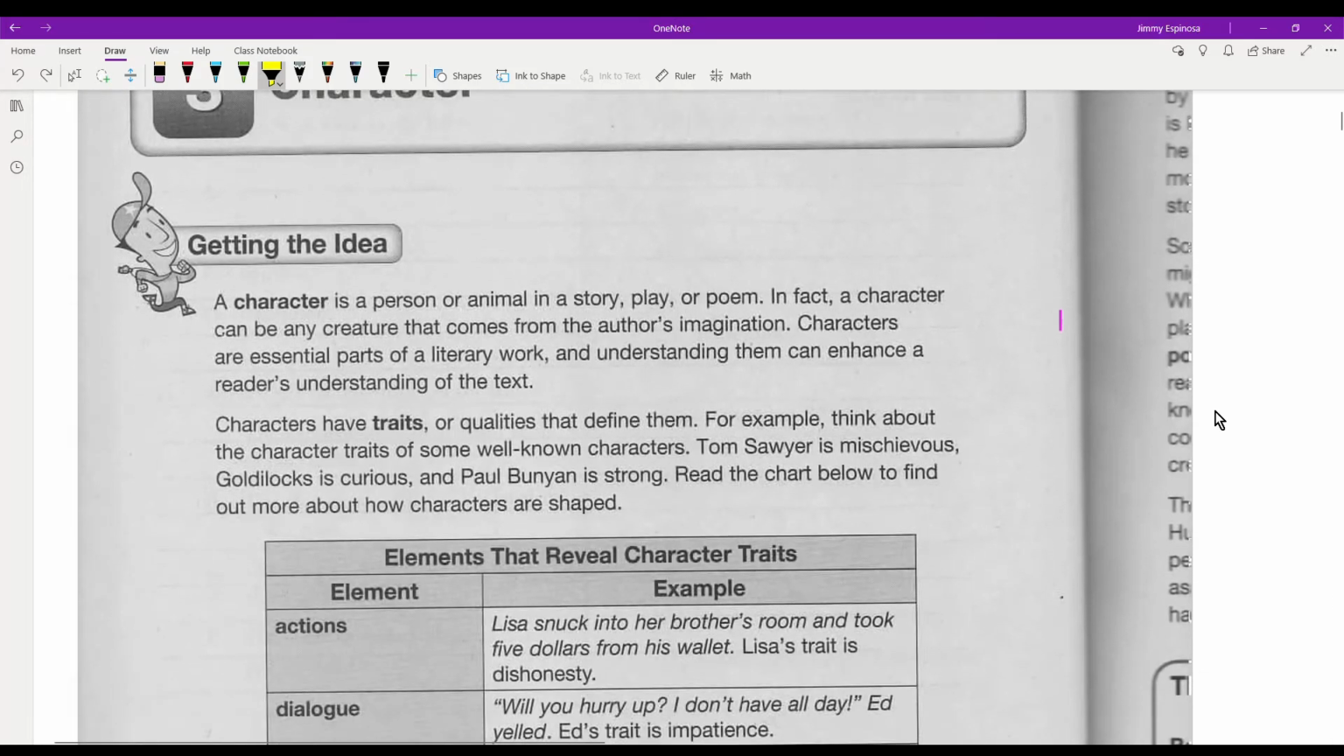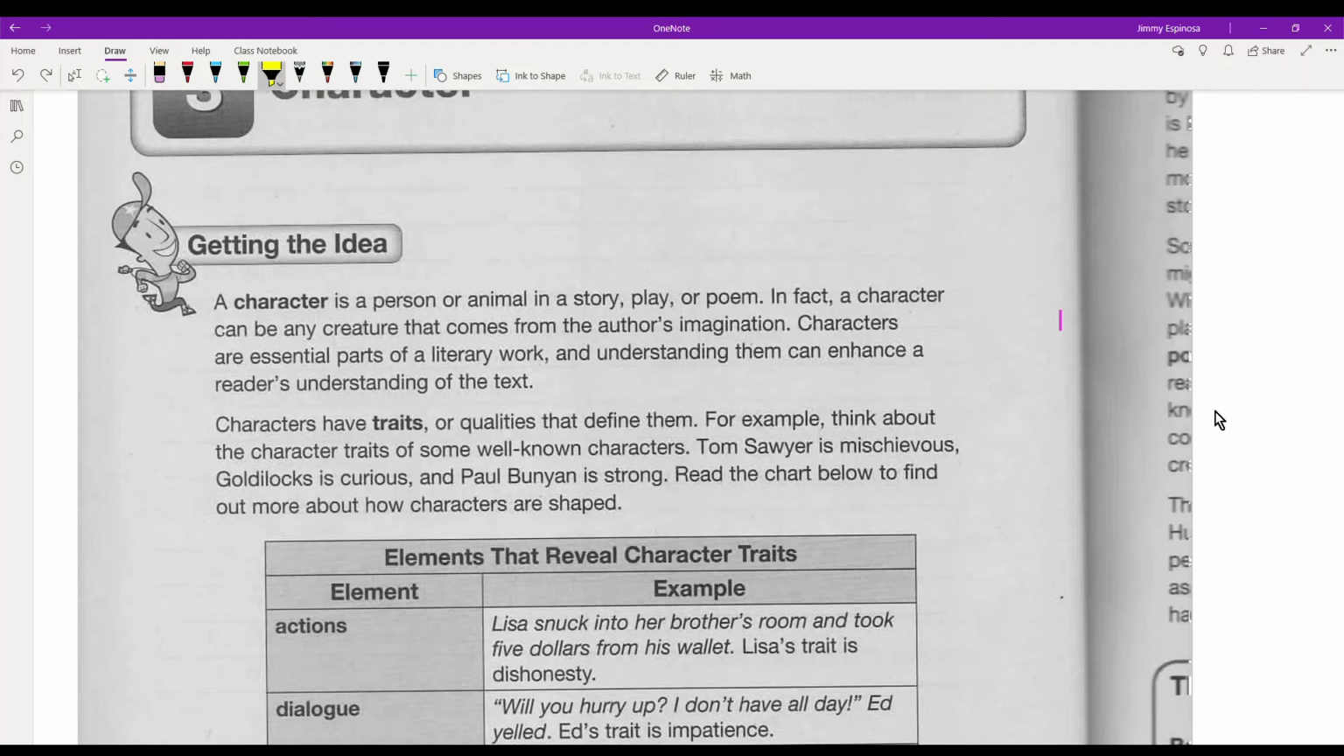A character is a person or animal in a story, play, or poem. In fact, a character can be any creature that comes from the author's imagination. Characters are essential parts of a literary work, and understanding them can enhance a reader's understanding of the text.